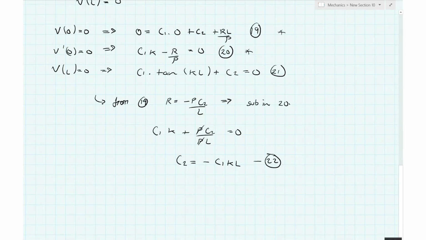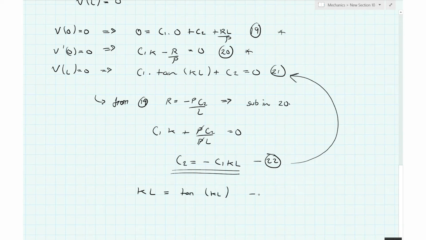Now, if we take this expression we've just worked out, and we sub that back into this one, we'd end up with the following: K times L equal to the tan of K times L. We're going to call that 23. So our task really is to work out the smallest possible value of KL that satisfies that equation. And the key thing to note here is that that must be done numerically.